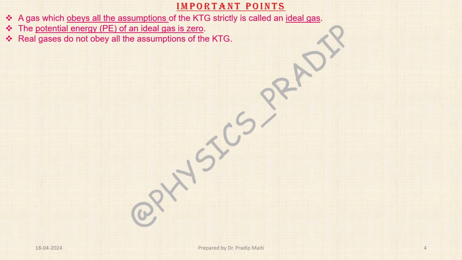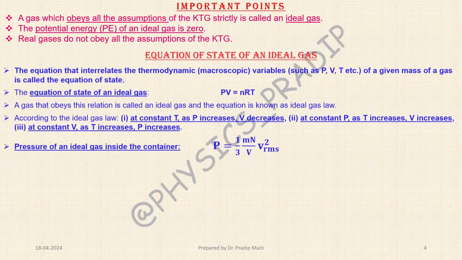Also, some important points: a gas which obeys all the assumptions of kinetic theory is called an ideal gas, and potential energy of the ideal gas is 0. Also, real gases do not obey the basic assumptions of the kinetic theory.